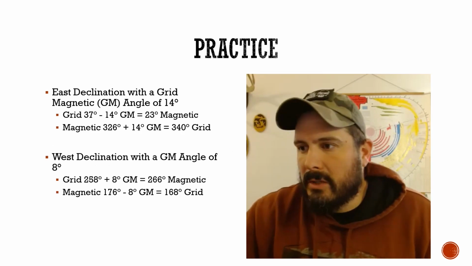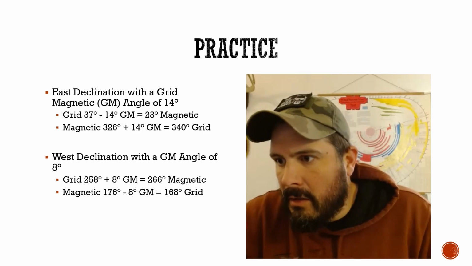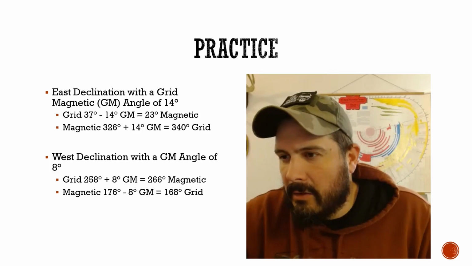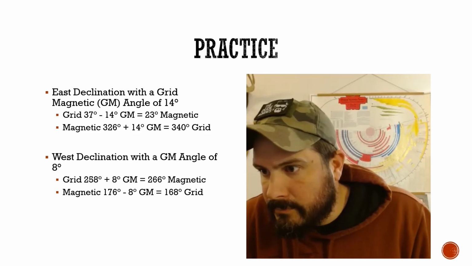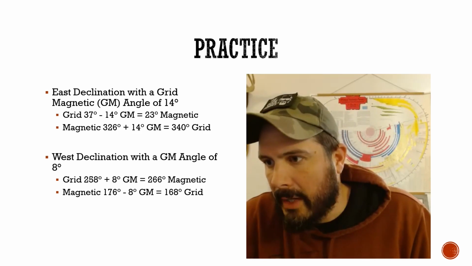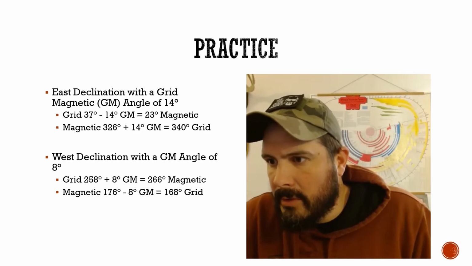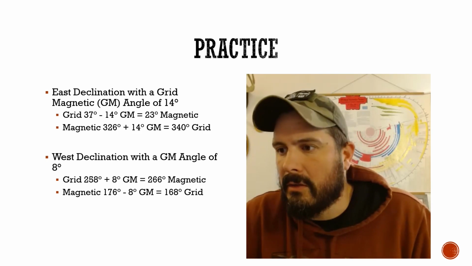So let's put this into some basic practice here. If we're working in a place with an east declination with a grid magnetic angle of 14 degrees, and we've got 37 degrees in our grid, and we're trying to get to a magnetic, you're going to subtract your 14, and it's going to give us 23 degrees magnetic, or on our compass. If our magnetic, our compass, gave us 326, we add our 14 degree grid magnetic angle, and that's going to give us a 340 degree grid angle.